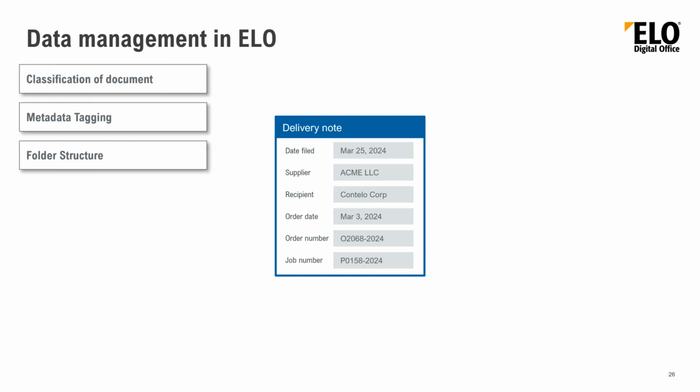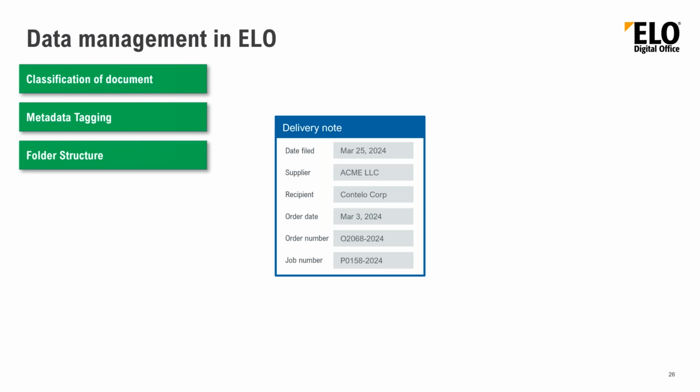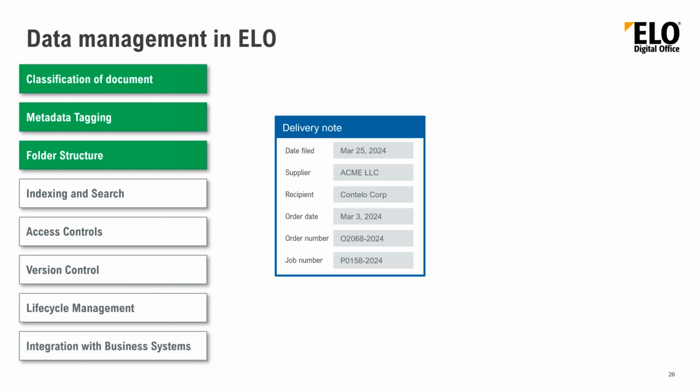Three of those criteria are classification of the document, which we have done with our metadata form. So we know what kind of document we have filed in the repository. Then we have the metadata tagging as well, which we have done by using OCR and the database, so we know where to write which metadata information. And then we have a folder structure where we have filed our document. So those three criteria we meet, but there are some more. We need, for example, indexing and search.